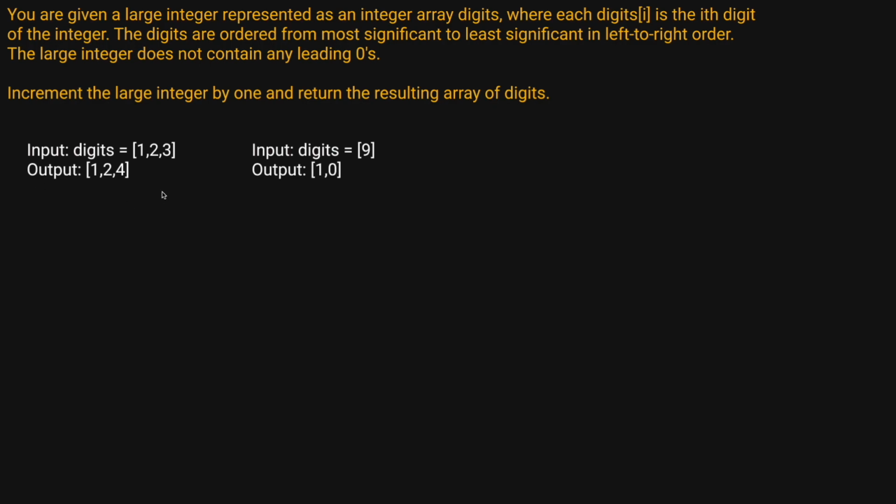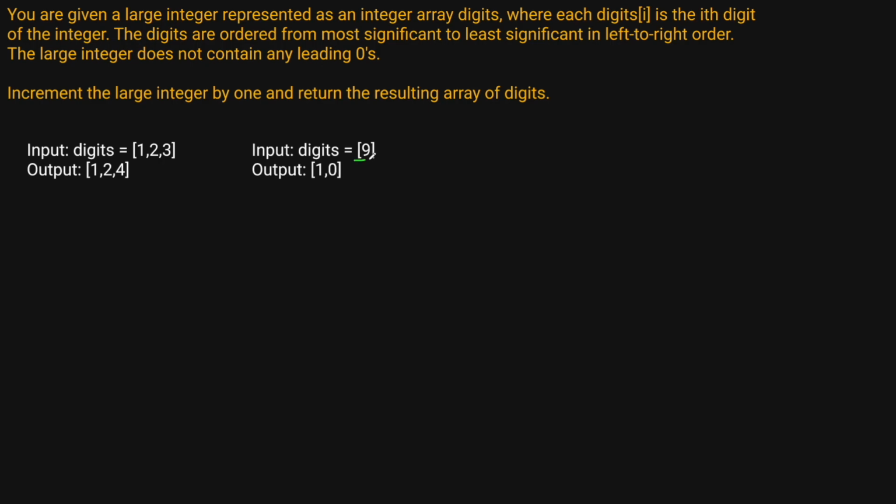So if we look at an example, we're given the digits 1, 2, 3, and we should return 1, 2, 4. Why? Well, we add 1 to our digits here, so that would simply be incrementing this 3 to a 4, which is how they got 1, 2, 4. So that one's quite simple, but let's look at another example.